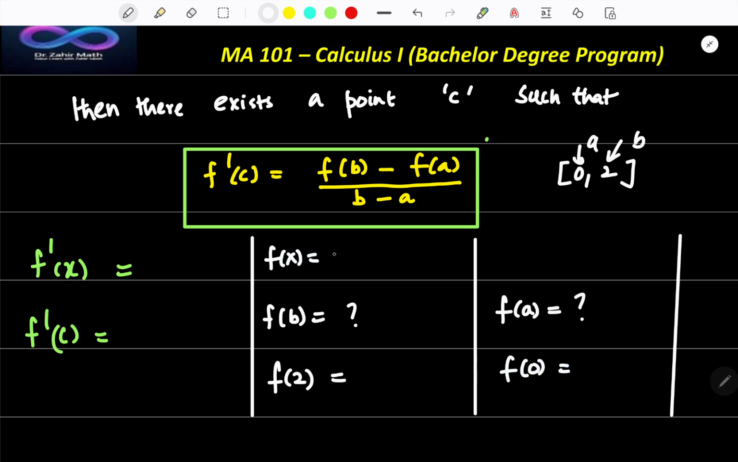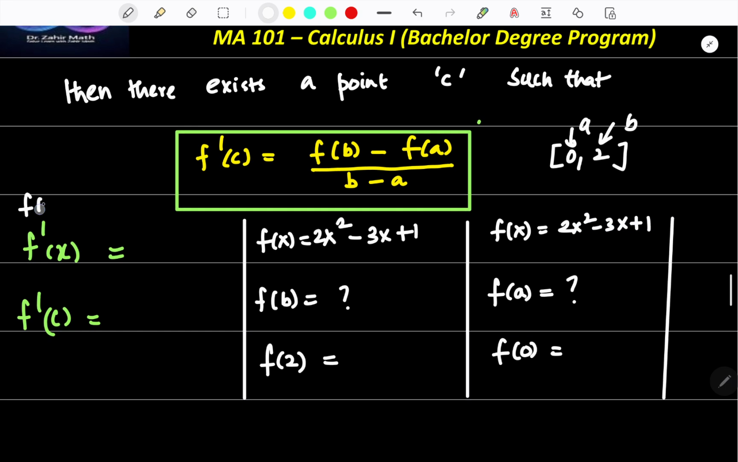So what's your f of x, which is 2x square minus 3x plus 1. What's the derivative? 4x minus 3. What is f dash of c? 4c minus 3. Okay, right.